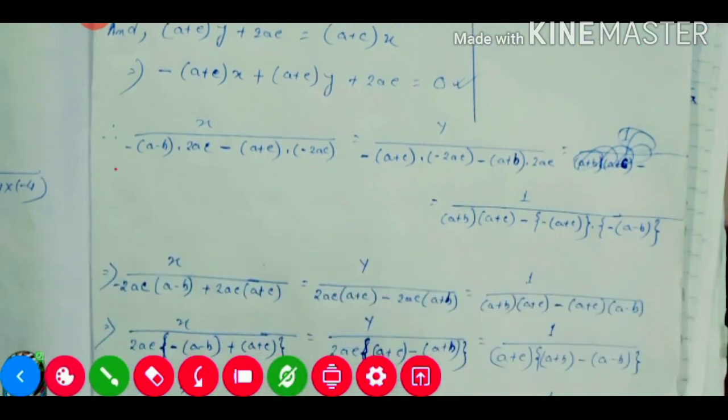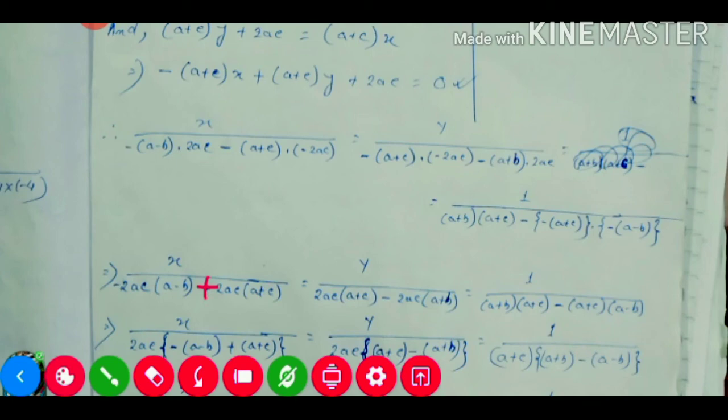This one remains the same. We will not change anything. So minus 2ac, because here it is minus. If we multiply, minus will be minus 2ac into (a minus b). We are not multiplying fully, we are just keeping this one. And here it is minus, this one is also minus, so minus minus will be plus.